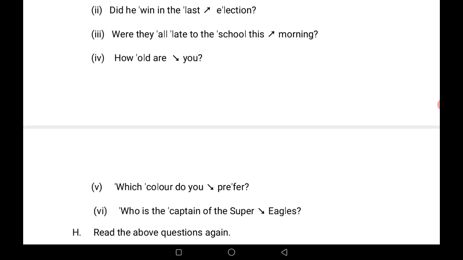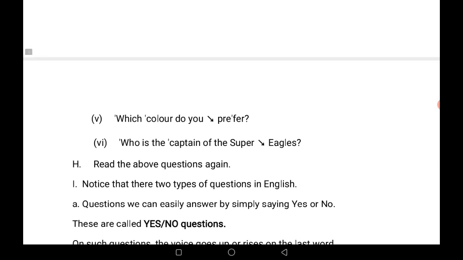Which color do you prefer? You can answer with a statement by saying, I prefer color pink. Who is the captain of Super Eagles? You have to answer this with a statement. For example, you can say, the captain of Super Eagles is Joseph Yobo. So these are questions that demand a statement as an answer.